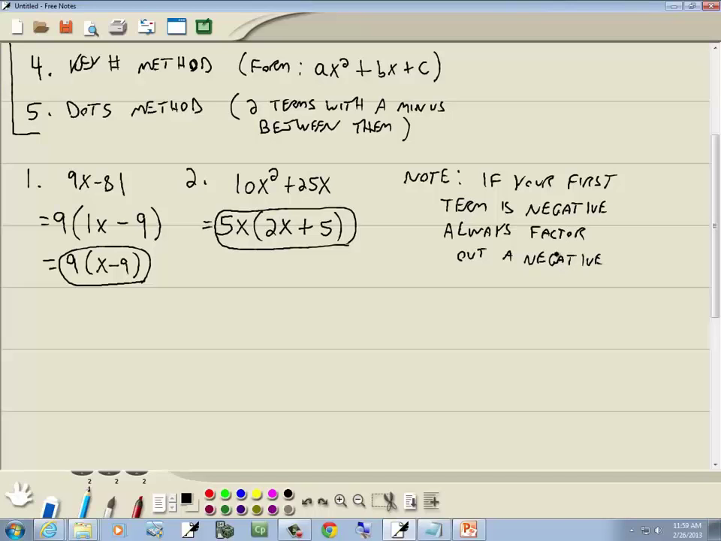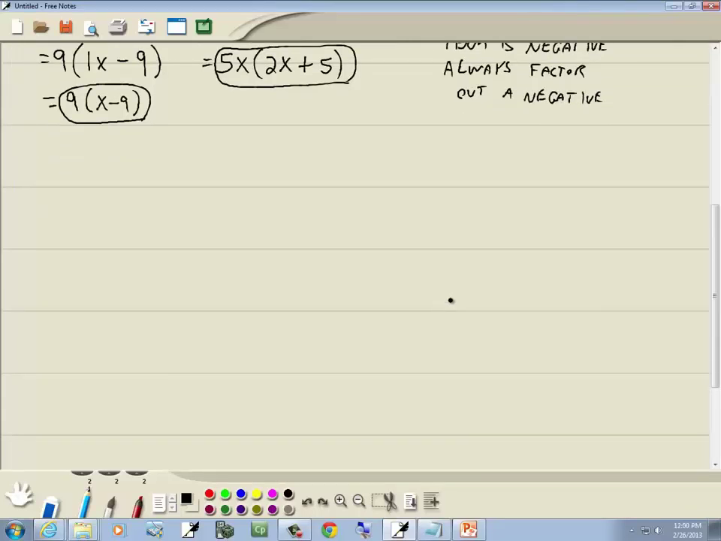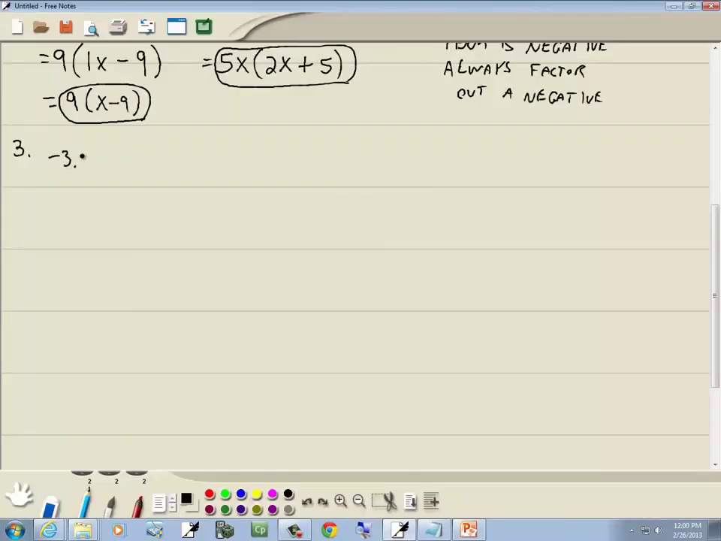So again, if your first term is negative, always factor out a negative. Okay, so we got negative 3x to the third plus 12x squared minus 9x. I'll begin with my first term is negative, so I know I'm bringing negative out.